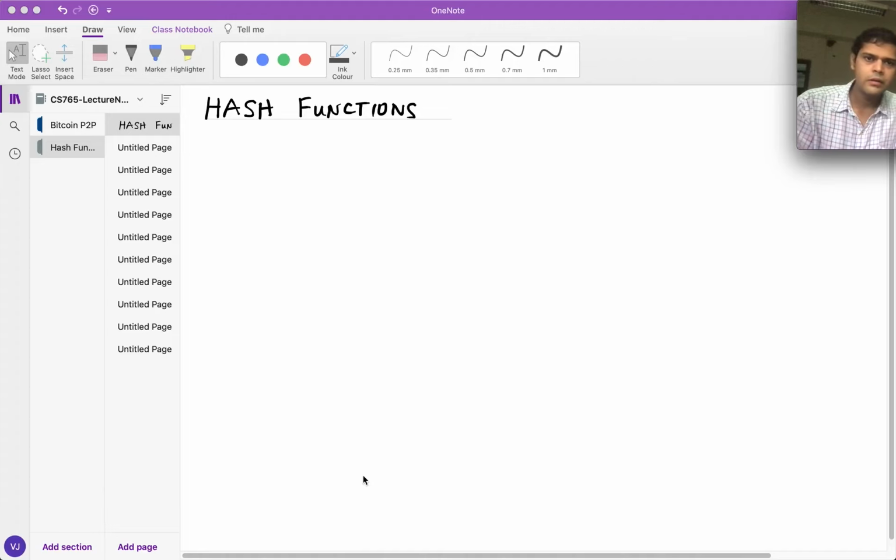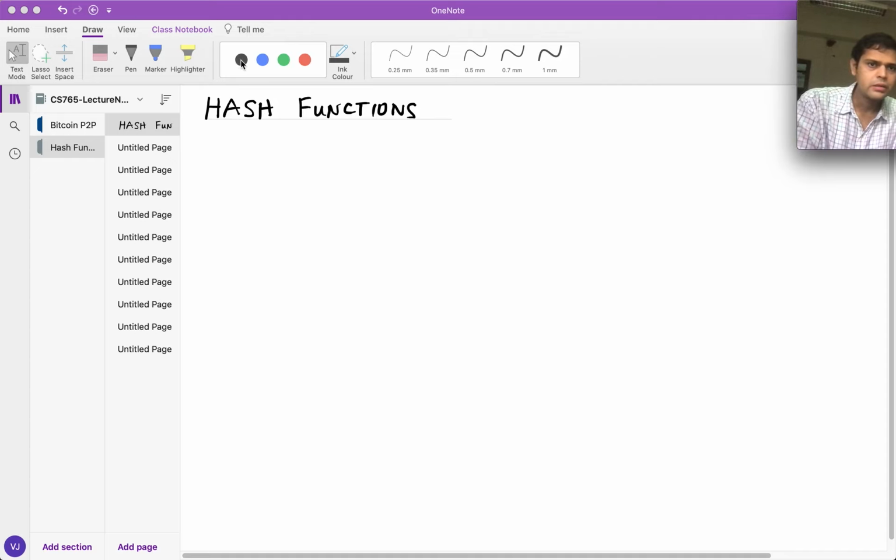Hello everyone. In the previous class we talked about Bitcoin and peer-to-peer networks, and the idea was that peer-to-peer networks don't have a central point of failure, and so that would make Bitcoin robust to any sort of central interference of any kind. So today we'll talk about another aspect of Bitcoin and how it uses hash functions.